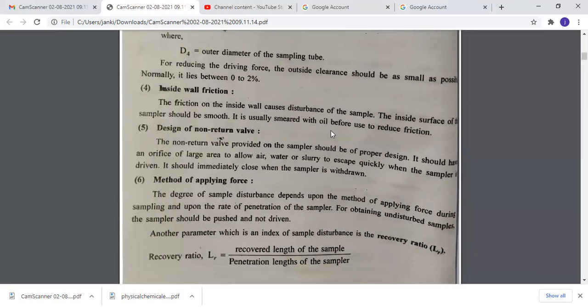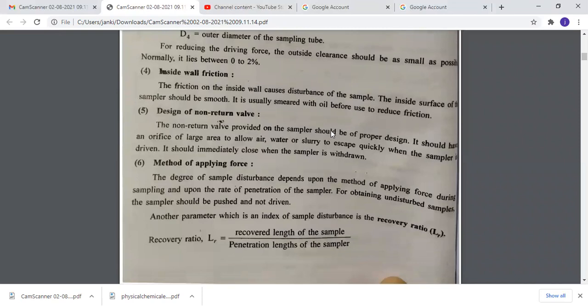Next is the method of applying force. The degree of sample disturbance mainly depends on the method of applying force during sampling, and on the rate of penetration of the sampler. For obtaining undisturbed samples, the sampler should be pushed and not driven.